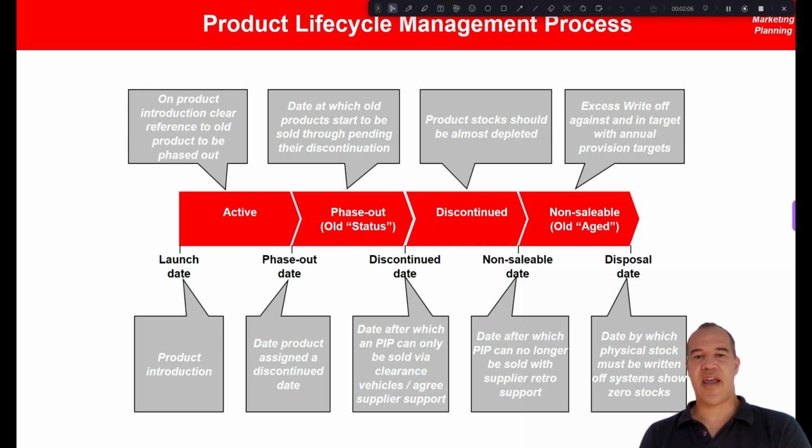So the phase out date is the date at which you establish that at a future point in time, this product will be discontinued. And it's most likely you will know what that discontinuation date is. So that will be placed in the system. And then you know the period of time between your phase out date and your discontinued date is the period of time where you should be seeking to reduce the stock level that you have down to zero.